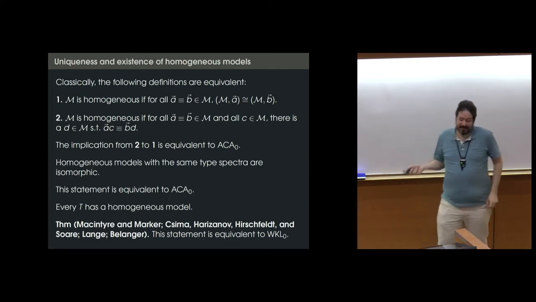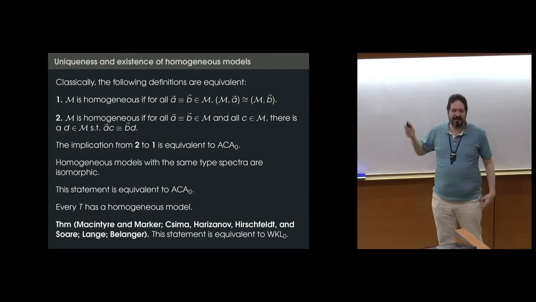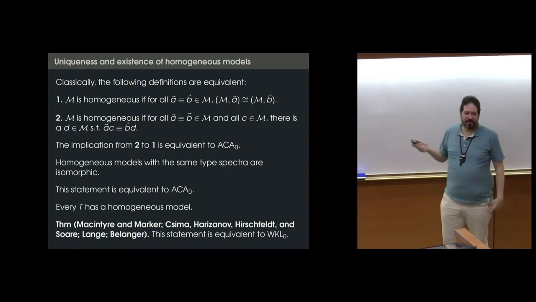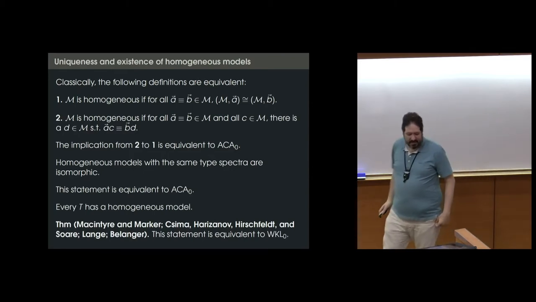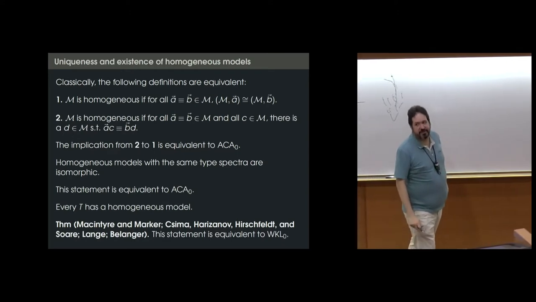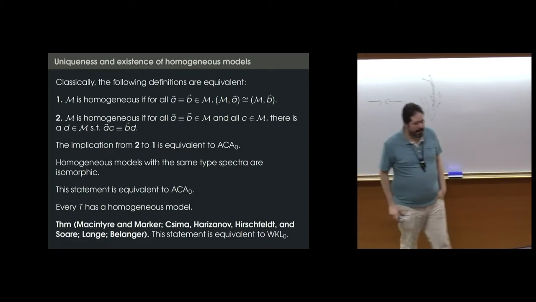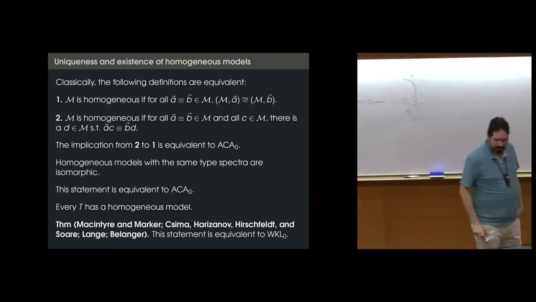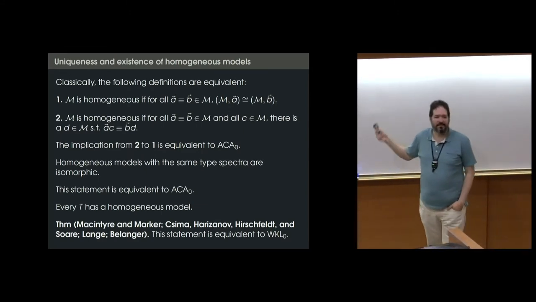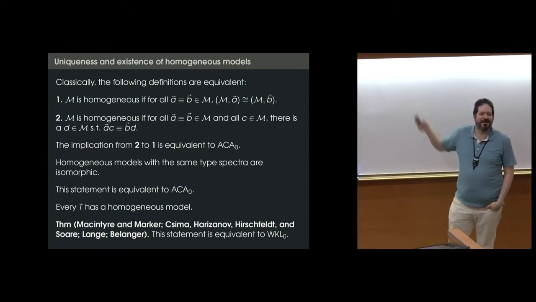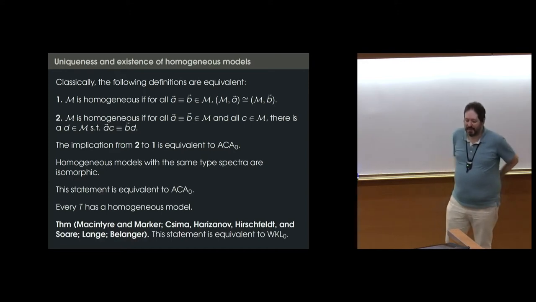Another important fact, of course, is that every countable theory has a countable homogeneous model, right? So one might be interested in that statement. And this statement turns out to be equivalent to WKL naught. So McIntyre and Marker's work shows that it can be done in WKL naught. So this is old work. Obviously, they weren't thinking about this, but it works that way.